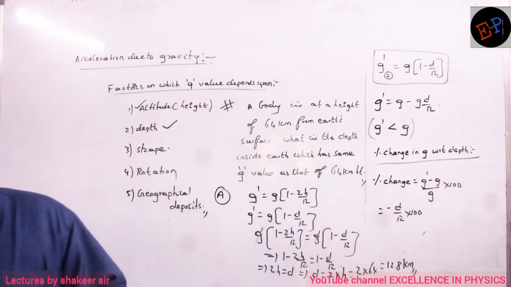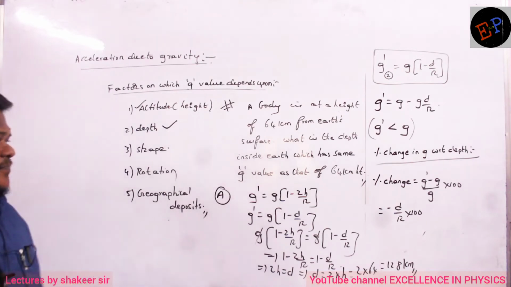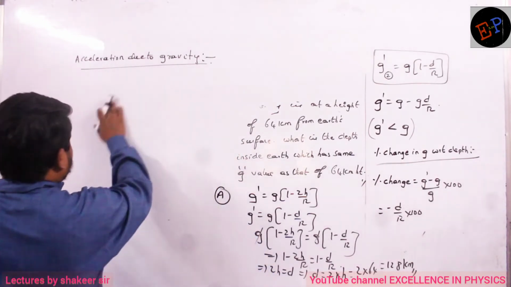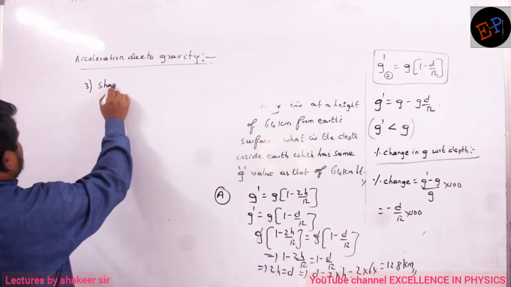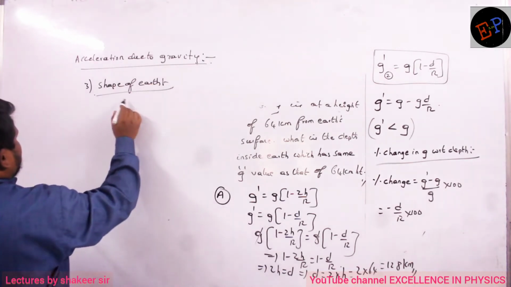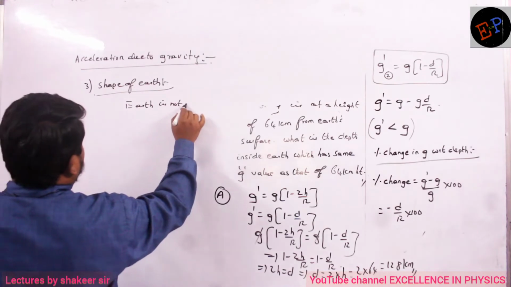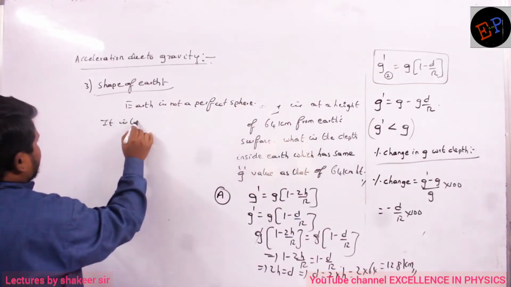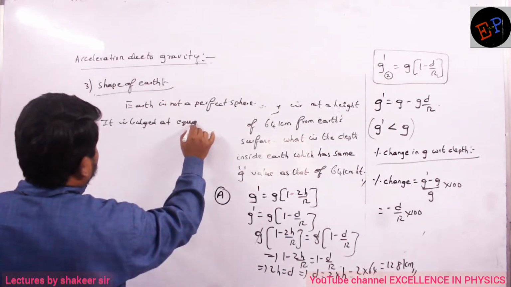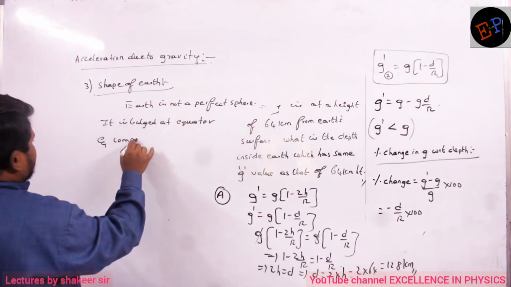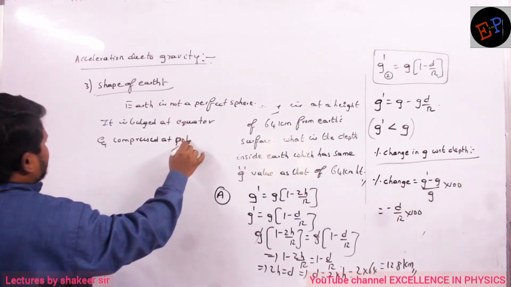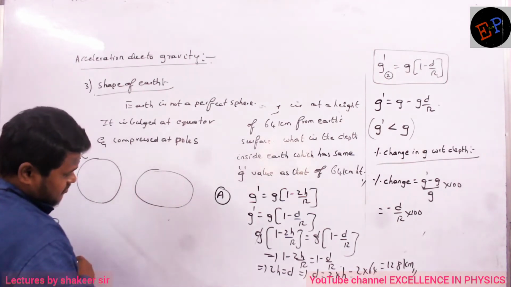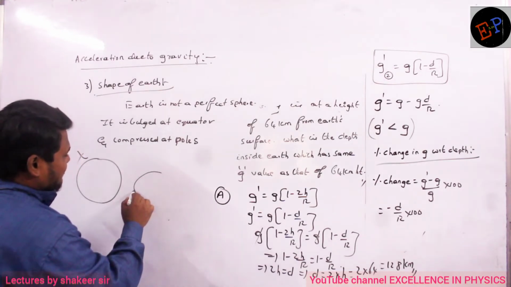Understood, no? Then the third calculation which we do is depending on the shape of the body. Sorry, the shape of Earth. See, my Earth is not a perfect sphere. It is bulged at the equator, okay? And compressed at the poles. So the shape of the Earth is not like this. This is not correct. The shape of Earth is approximately like this.